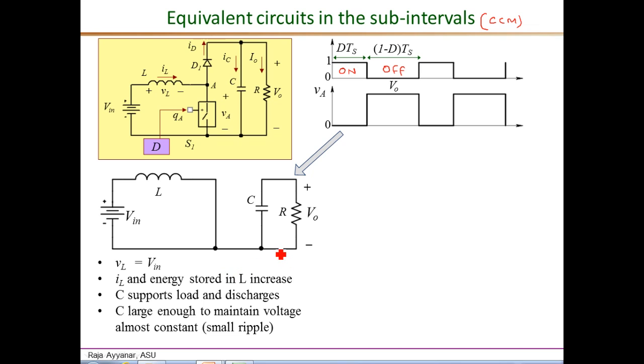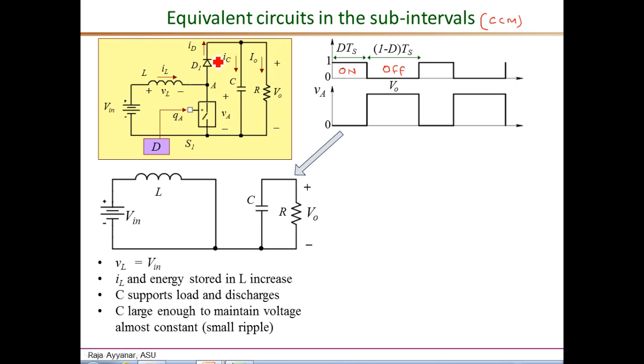But during the on interval, if you look at this part of the circuit, we can first of all establish that the diode D1 will be reverse biased. So for example, the point A is connected to the ground by the switch S1.